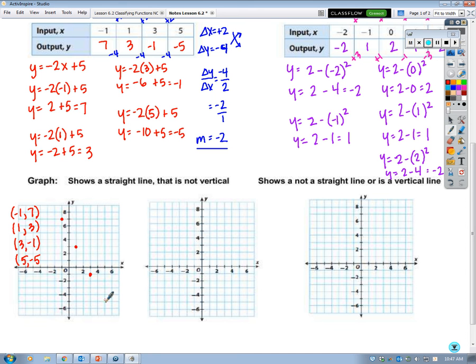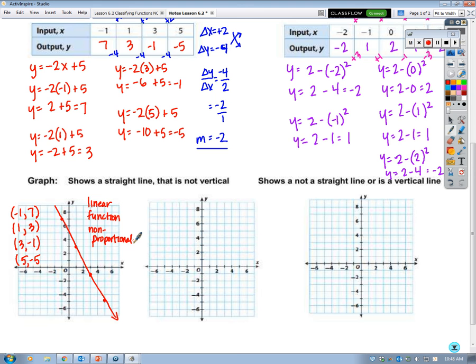So we can see that the equation, the table, and the graph all prove that this is a linear function. It is a straight line. It doesn't go through the origin, so it's non-proportional, but it is a linear function because each input value has only one output. So it's a non-proportional linear function.